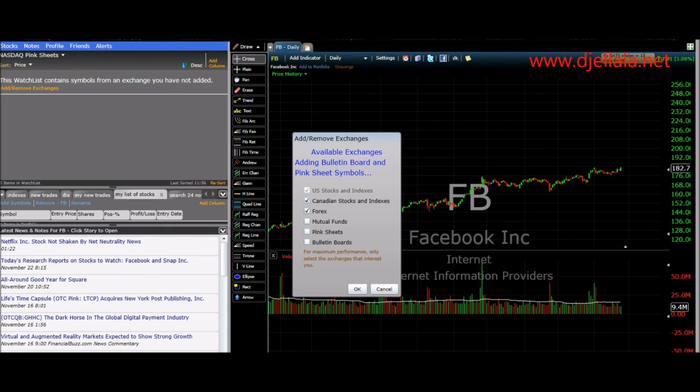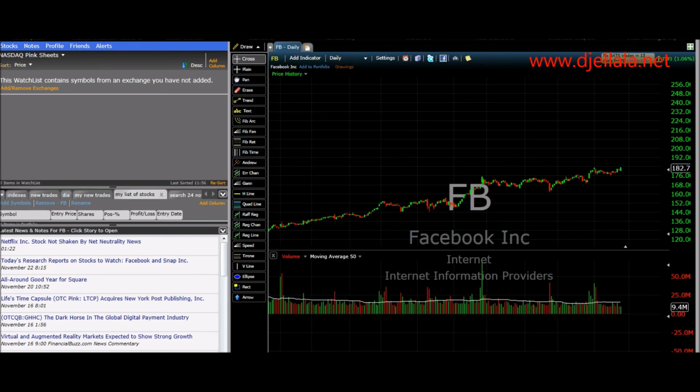What does it mean? For me, what I added in the list here is USA stocks and indexes, Canadian stocks and indexes, forex. You can take forex; I don't need it. Mutual funds, I don't need it. Pink sheets, I don't need it. Bulletin boards, I need it. It's just penny stocks here, bulletin boards and pink sheets, which are penny stocks that are OTC, outside of the exchanges. But I don't need them, that's why I don't put them.